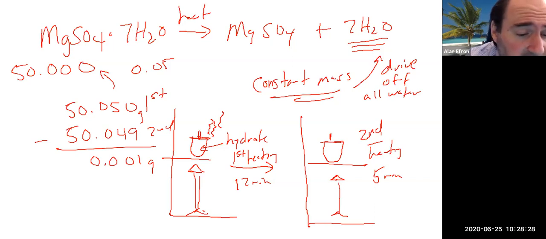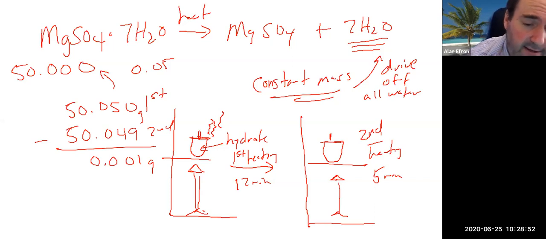In my experience in this experiment, usually it takes 2 heatings like it does, I think, in the video. So usually it's only 2 heatings to get there. But it doesn't always have to be 2 heatings. It may be 3 heatings to get to that constant mass. But the idea behind the constant mass is once you hit constant mass, you pretty much know that you successfully have driven off, in this case, all of the water that was there.